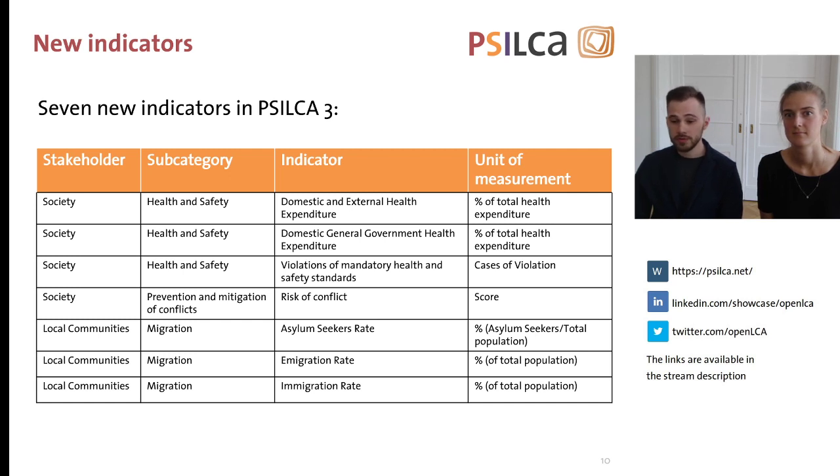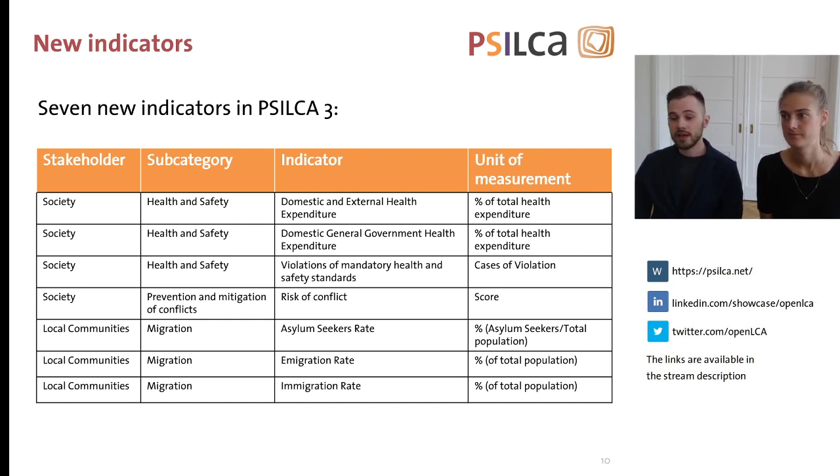So the new indicator which was introduced to health and safety is violation of mandatory health and safety standards. The indicator itself will be showcased in detail in the next slides. However, I'll just mention that it aggregates all the cases of violation within a certain period of time, in our case 2015 up to 2018, in respect of the total number of workers in a country.